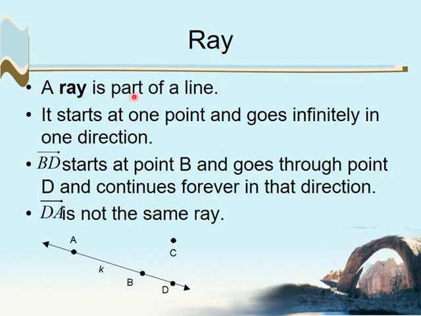Ray. A ray is part of a line. It starts at one point and goes infinitely in one direction. Ray BD starts at point B and goes through point D. Look at this: B to D we are going.